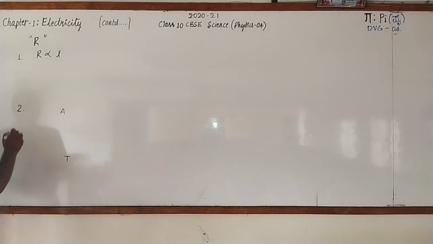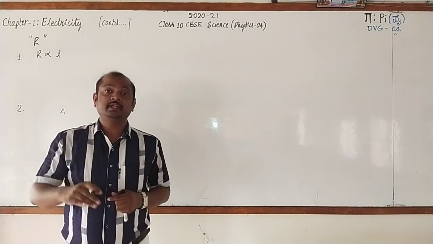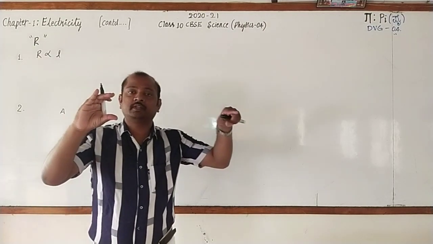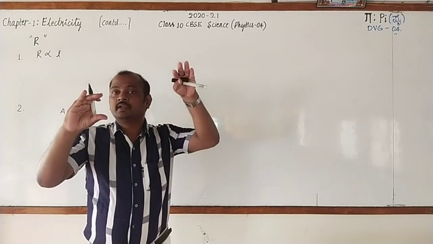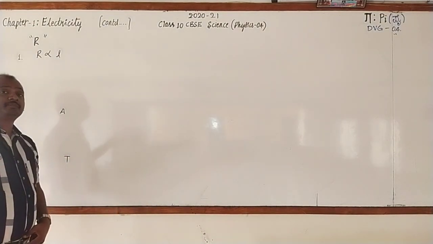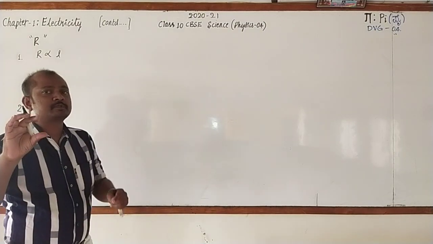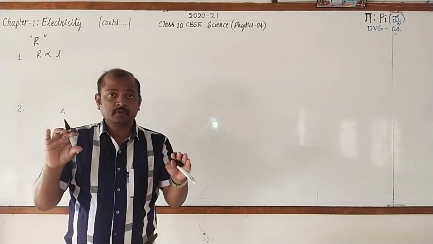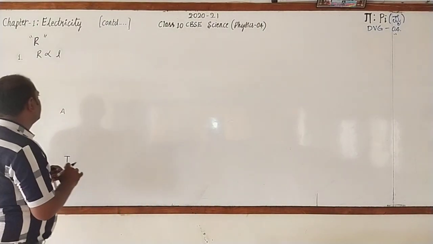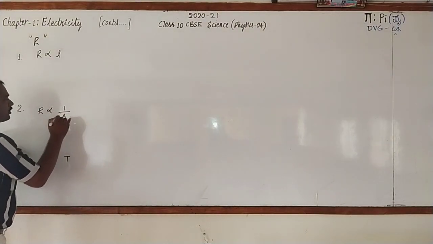Then second term is area of cross section. As area of cross section of the conductor increases, nothing but when its thickness increases, electrons will get more space for their movement. Hence electric resistance decreases, obviously current increases. Then as the area of cross section decreases, electrons will get less space for their movement. Therefore, electric resistance increases and current decreases. Therefore, we write R is inversely proportional to area of cross section.